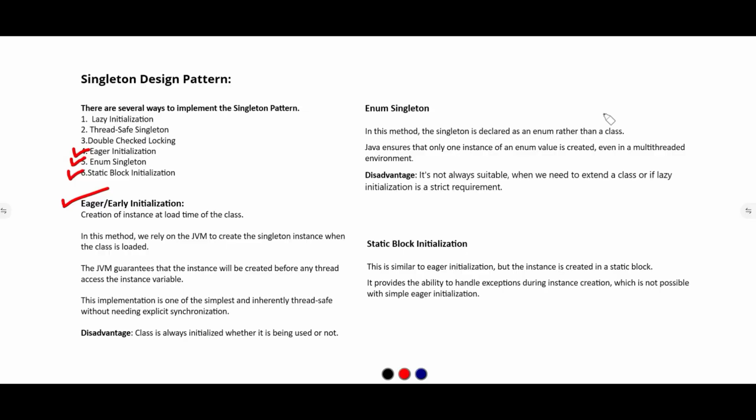Now coming to the next method, that is the enum singleton. So what is this? In this method, the singleton is declared as an enum rather than a class. But the disadvantage of this method is that if we need to extend a class, then we cannot use this enum singleton. So let's do some hands-on and see how the enum singleton works.